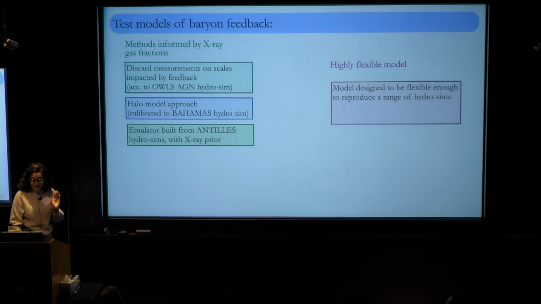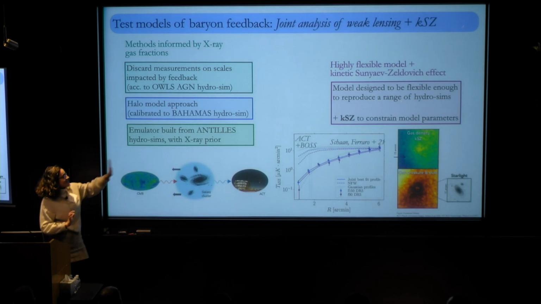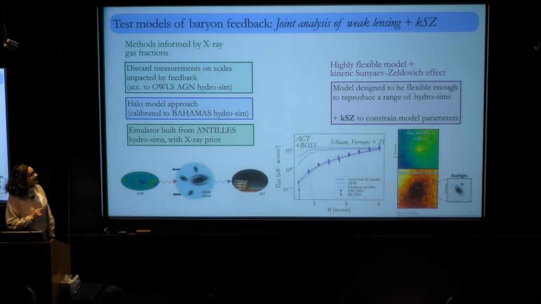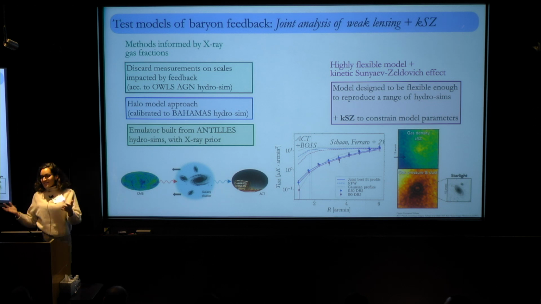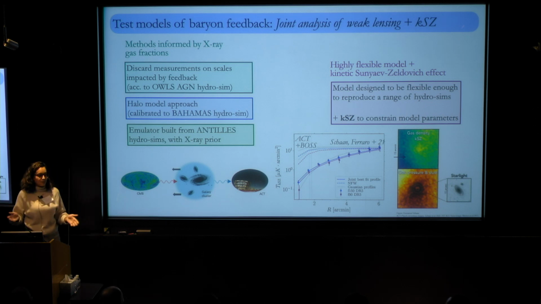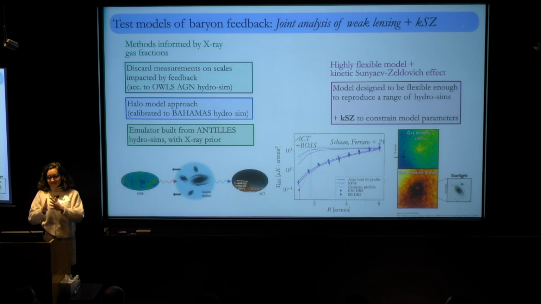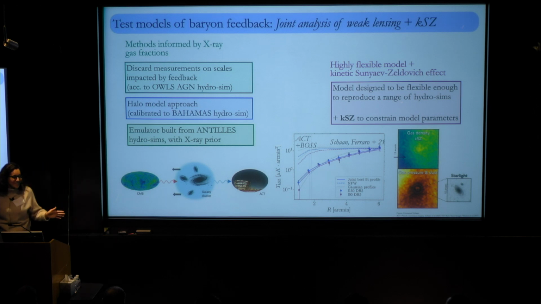So we wanted to take a different approach. We were drawn to this highly flexible model, baryonification, from Roman and Aurel Schneider. And we liked it because it wasn't specific to one suite of simulations. It could reproduce a range of simulations. Now, if you model feedback for weak lensing with a truly flexible model, it's the same as throwing away your data. You just lose the same power.